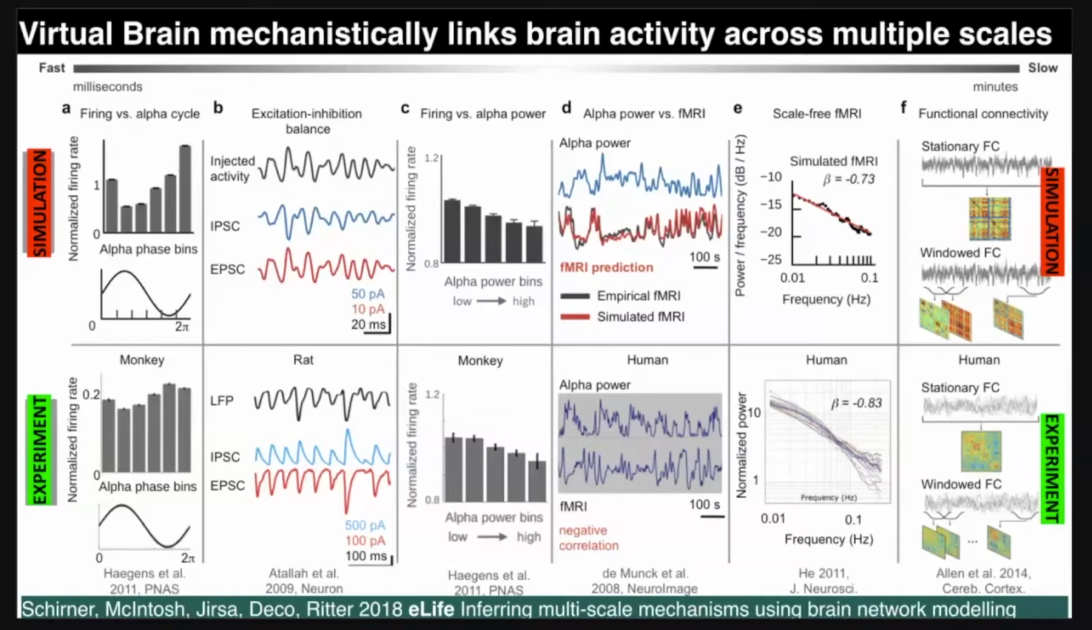So I'm starting now at panel A. There you see the relationship between the firing of neurons and the phase of the local field potentials. This is an alpha cycle. So in the previous talk by Mark Cohen, the alpha rhythm has been mentioned already, a prominent rhythm in humans, but also in monkeys. And in monkeys, this relationship has been explored systematically, and the specific relation between phase of alpha and firing has been established, and this relationship can be reproduced by the model.